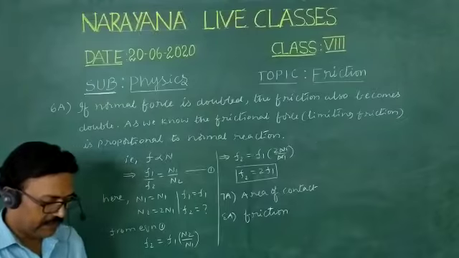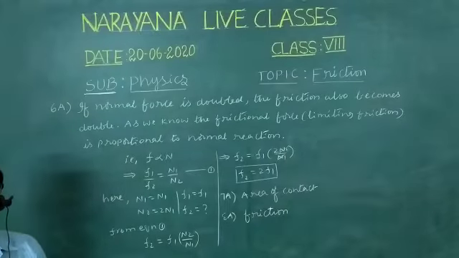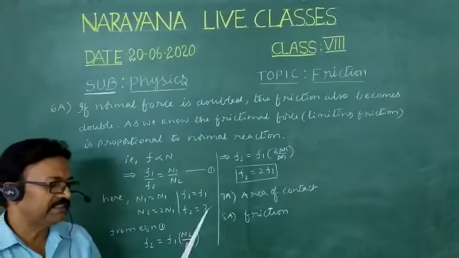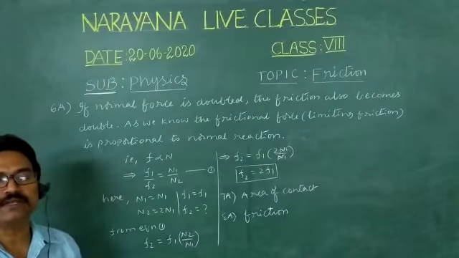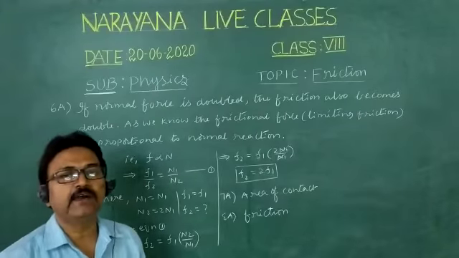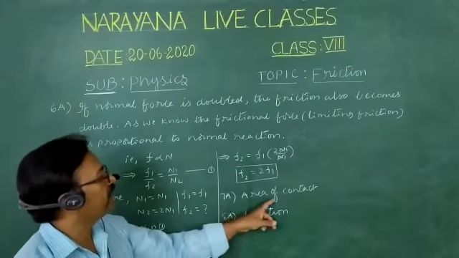Okay, next, third Roman, there are two blanks given. Seventh one, friction is independent of dash. In the activity we already discussed that friction is independent of the area of contact. So area of contact is the answer.